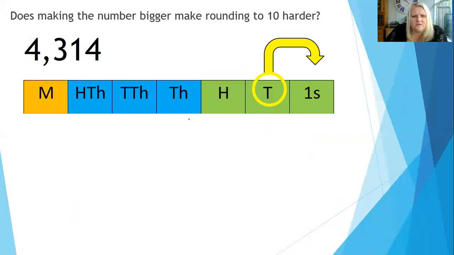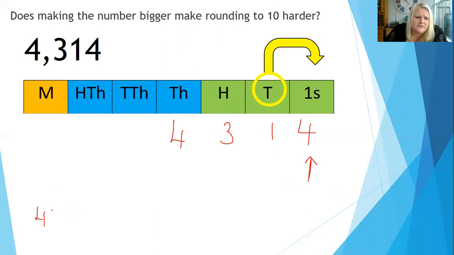So if you've got 4,314, it does not matter that the numbers are getting bigger. It makes no difference at all. These numbers, most of the time, are not going to be affected if we're rounding to the nearest 10. So we're rounding to the nearest 10, so I've put my special circle on my 10 number and I've got my arrow telling me that I'm going to look at the ones again. So let's think about what the 10 numbers are going to be.